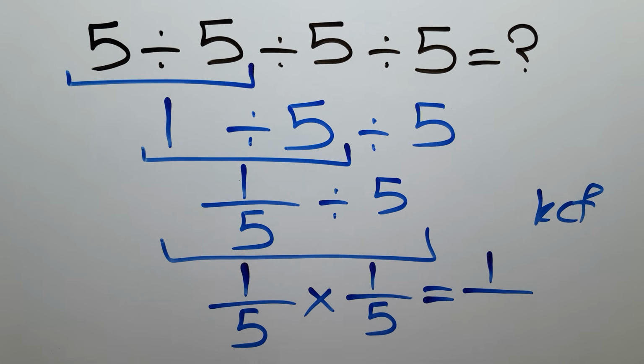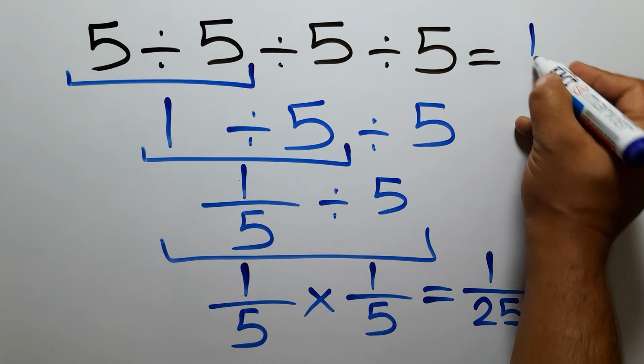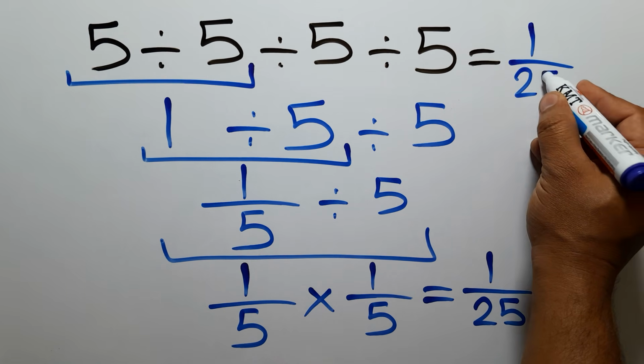So 5 times 5 equals 25. So we have 1 over 25. And this is our final answer to this problem. The correct answer is 1 over 25.